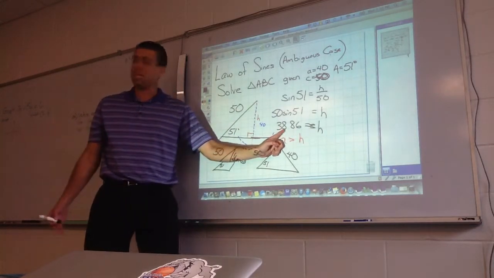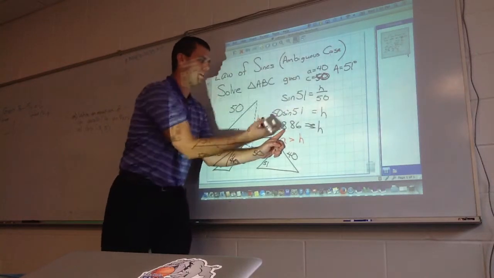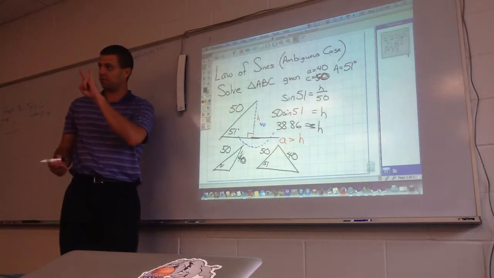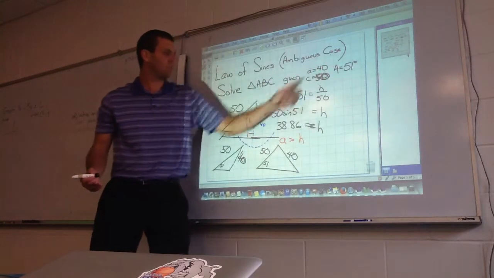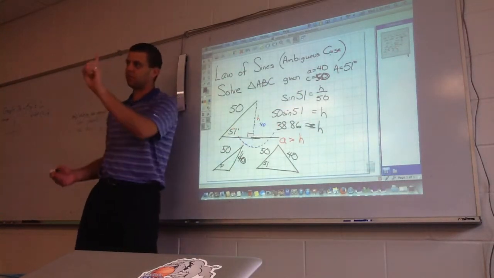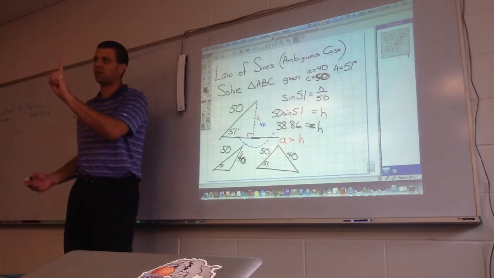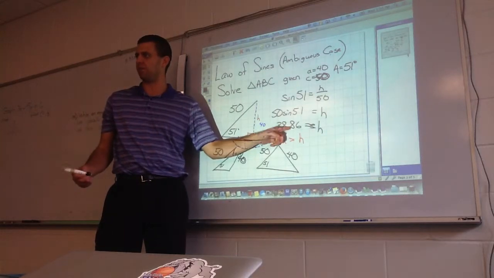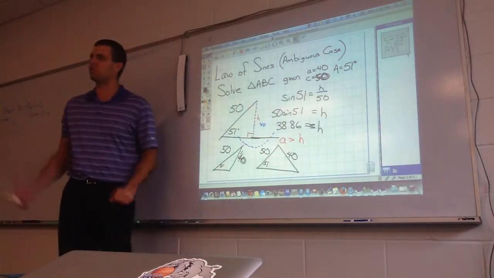If the other side is bigger than this, it could swing either way and there's two triangles. If the side opposite the angle is exactly this, then that's just your one triangle, that right triangle. And if it's shorter than this, well then they messed with you and they gave you what's not possible. You couldn't even create a triangle.